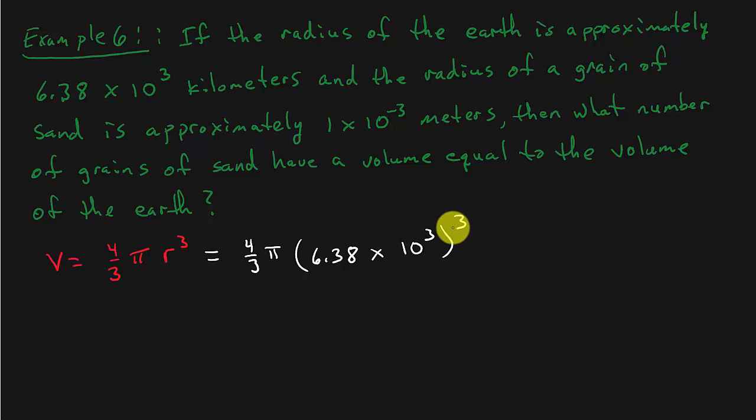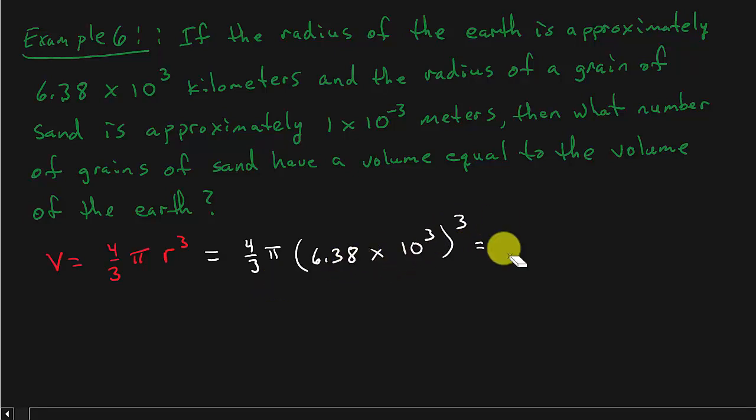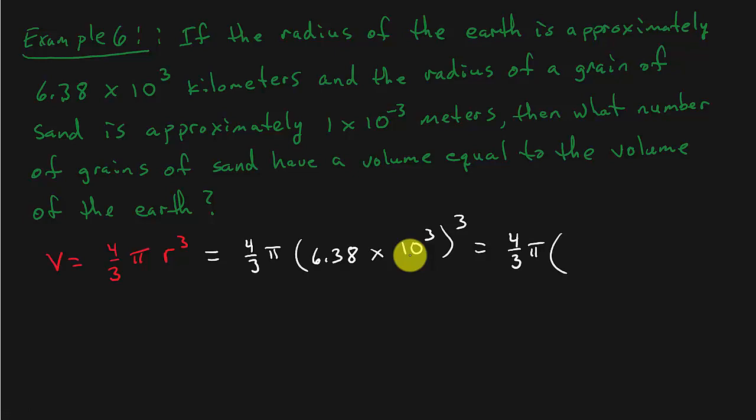And what I'm going to do here is write this out. Let's go ahead and work it out. I'll do a couple of steps. So we get 4/3 pi times 6.38 cubed. I've got to cube each one of those. So let's see, what do we get? 6.38 raised to the third is 259.694072.